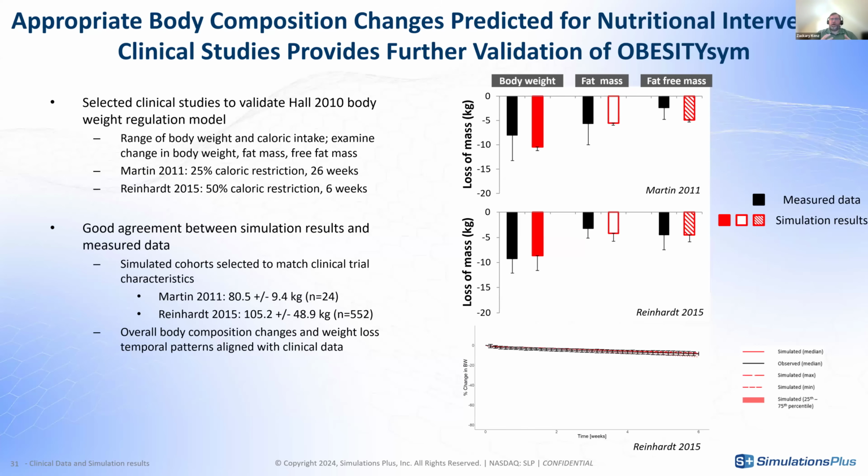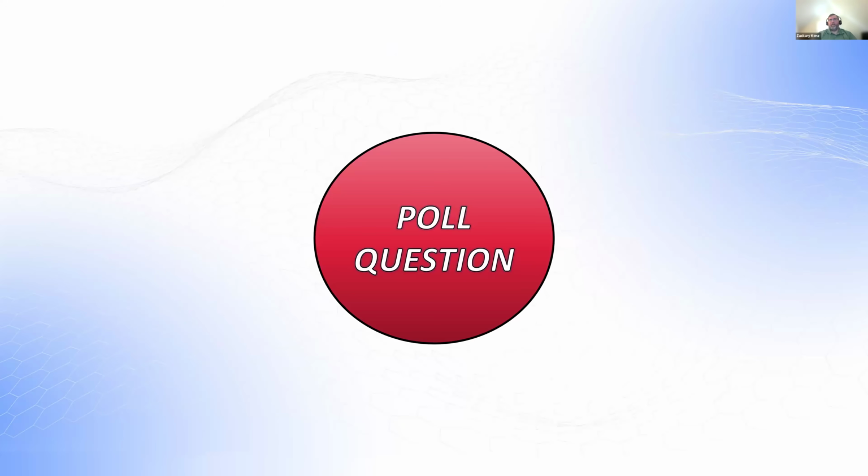We've been looking primarily at the body weight changes. This is a nice breakdown that we can model the body compositional changes as well, and it validates that our calibrated population represents what we think is happening clinically. So I think that brings us to the end of our model calibration section. And I think the next slide is a poll question, if I'm not mistaken.